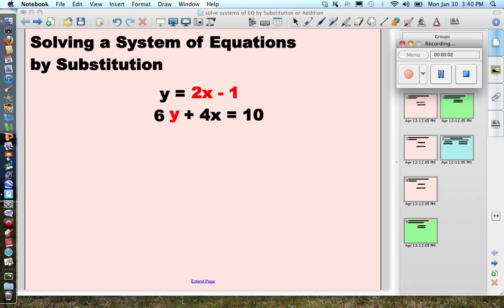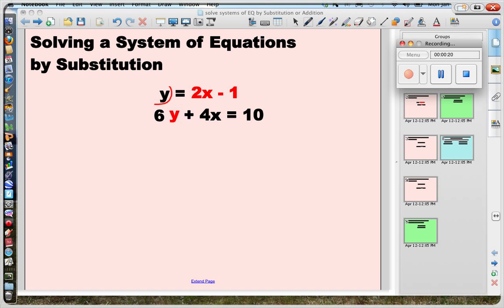Okay, we are going to attempt to solve a system of equations by substitution. I need two equations. Both equations have two variables. In this case, they both have an x and a y. And in order to solve a system of equations by substitution, I need one of the variables to be by itself. See how this y is by itself?